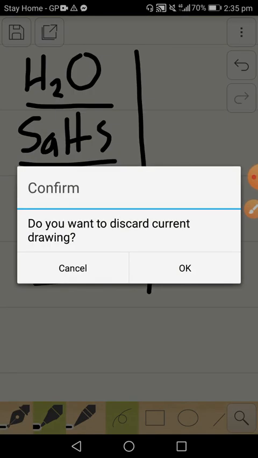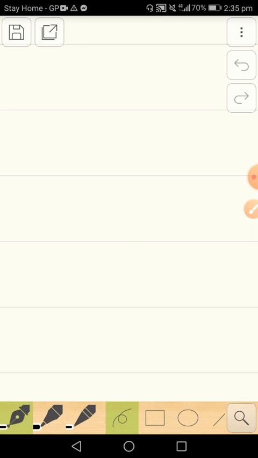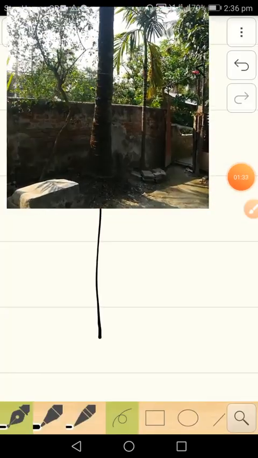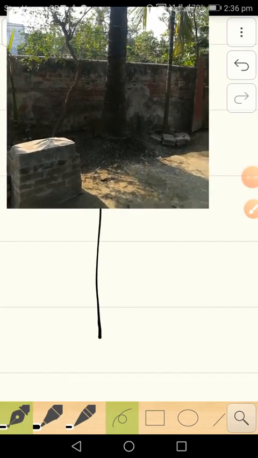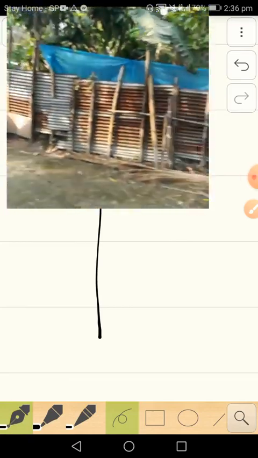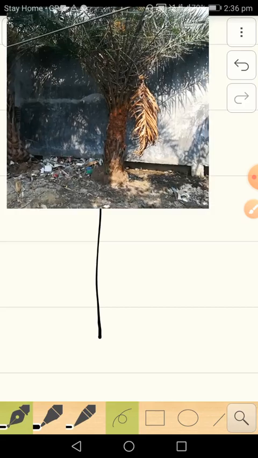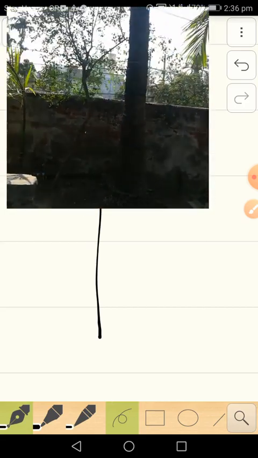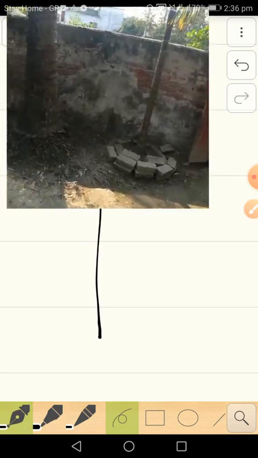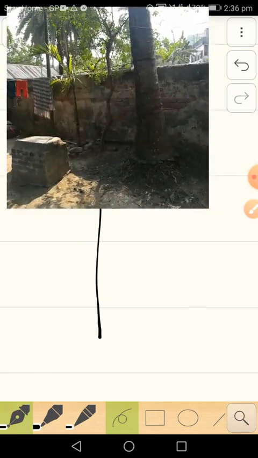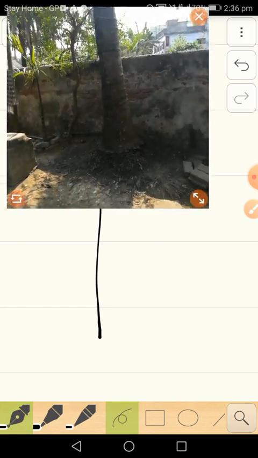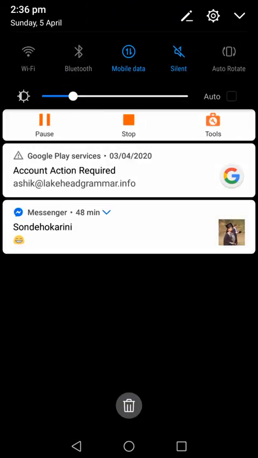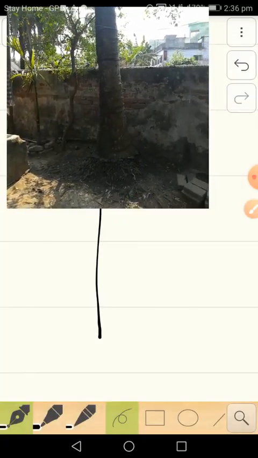Now let's see how water is transported. For example, this is a coconut plant, and this is a date tree, isn't it? Let's focus on this coconut tree. Sorry, it's a coconut tree. I'm really very sorry about that. Can you see it? Let me increase the brightness. I think you can see it.